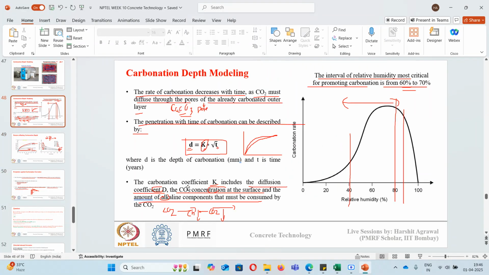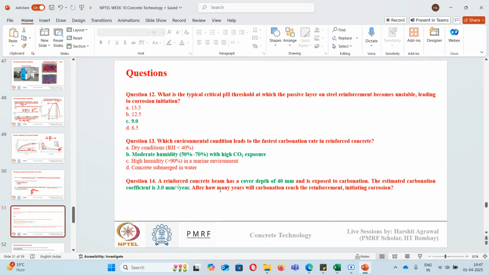When we talk about the equation for the rate at which carbonation occurs, it is D equals K root T. So K is represented as D upon root T. D is the unit for distance and root T is the unit for time. T is the time, which is represented in years.